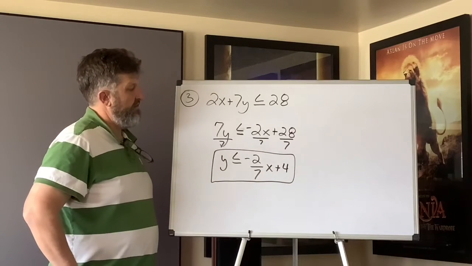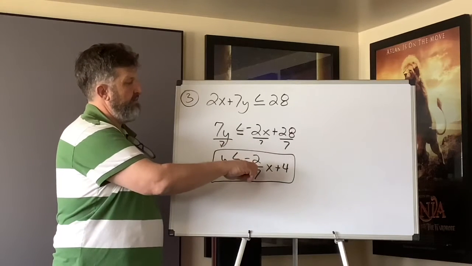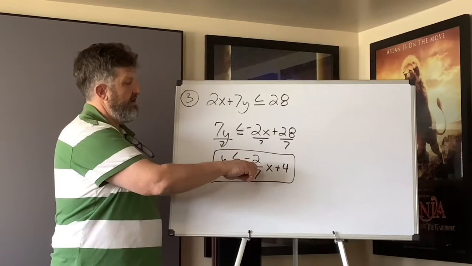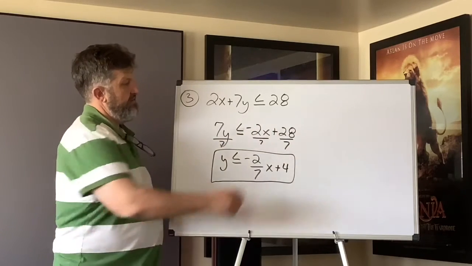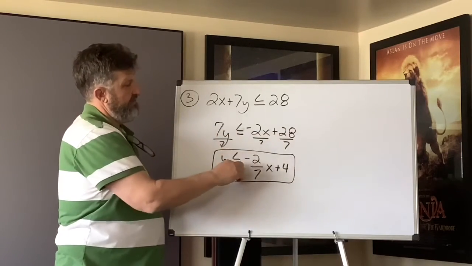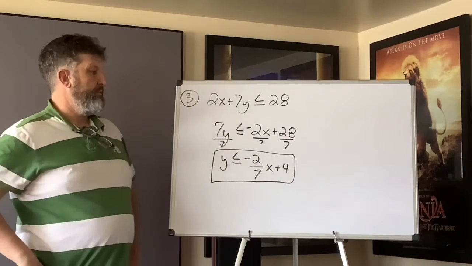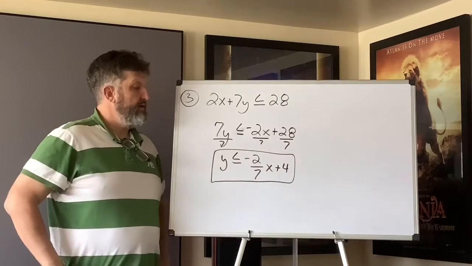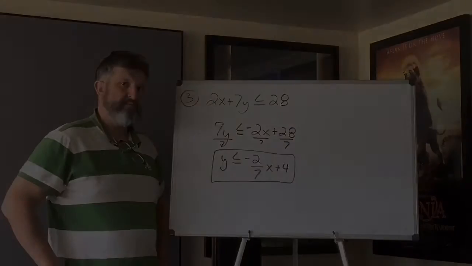Okay, now notice that I did not divide by a negative 7. I divided by a positive 7. Okay, and so once you divide both sides by 7, then that means I did not have to flip my inequality. 28 divided by 7 is 4. Okay, if you got that right, then now graph it. If you didn't get it right, make some adjustments.